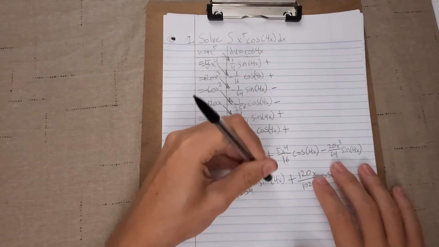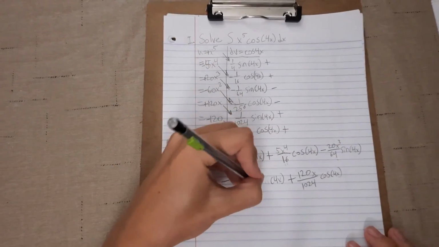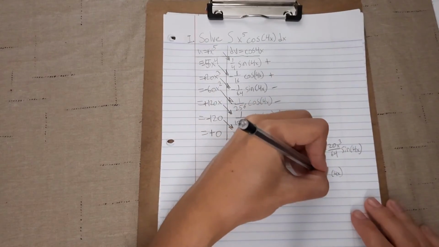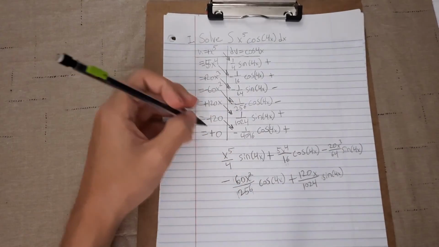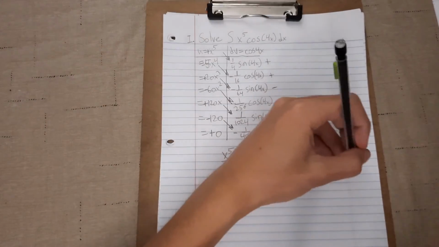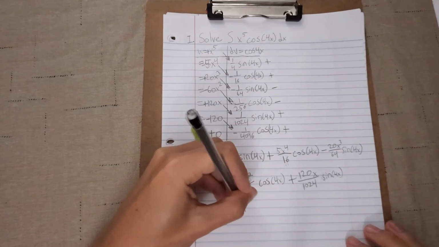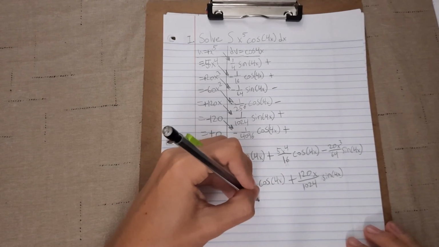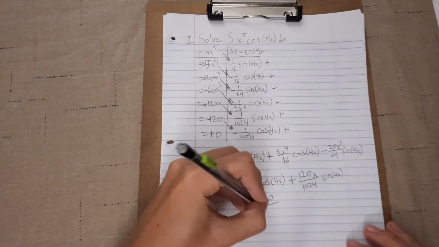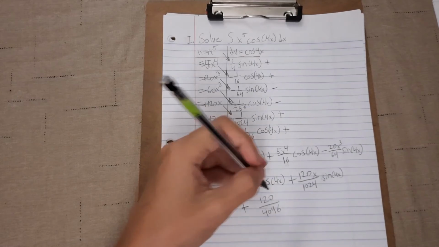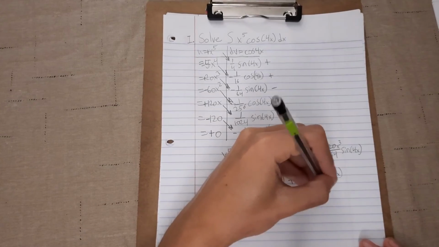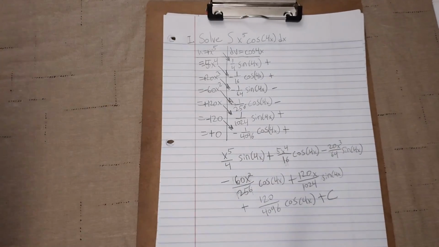Shoot, this previous term should be cosine 4x. This term should be sine 4x. Plus 120 over 4096 cosine 4x plus c, because it's an indefinite integral.